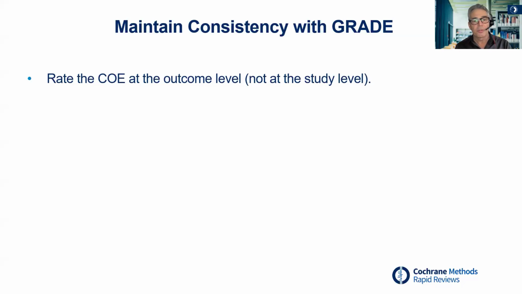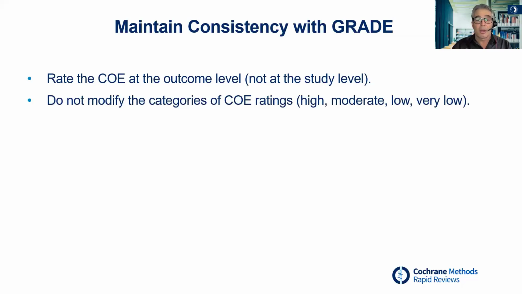In rapid reviews, just as in systematic reviews, always rate the certainty of evidence at the outcome level rather than at the study level. Also, maintain the established categories of certainty of evidence rating: high, moderate, low, very low. So for instance, do not merge low and very low certainty of evidence into a single category.